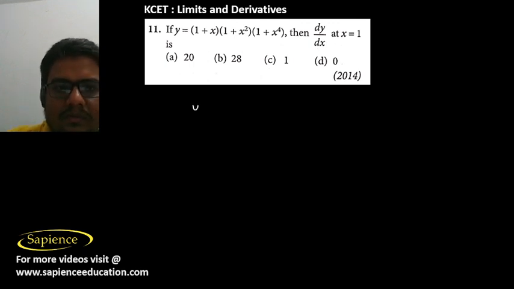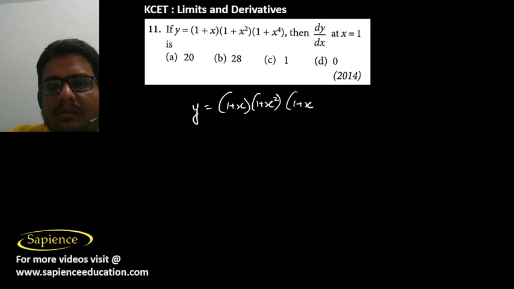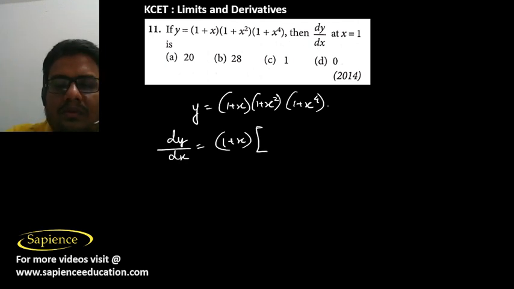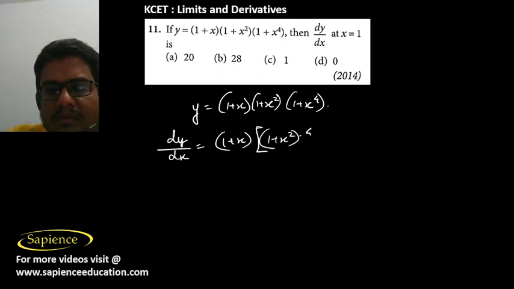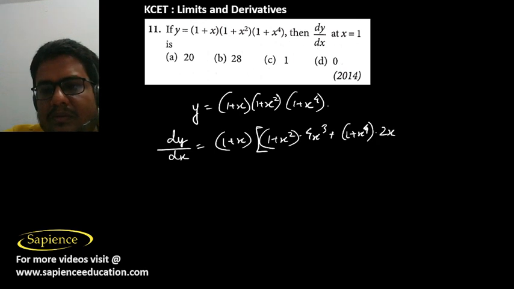Then it is told if y equals 1 plus x into 1 plus x square into 1 plus x power 4, then dy by dx at x equal to 1 is. So then dy by dx we can write, this is 1 plus x into d by dx of this. So this will be 1 plus x square into d by dx, which is 4x cube, plus 1 plus x power 4 into 2x, then plus this is 1 plus x square into 1 plus x power 4.